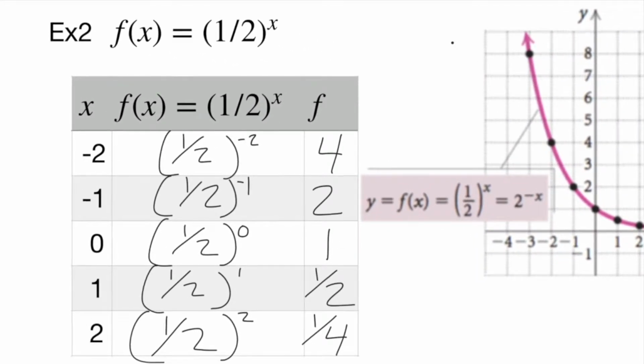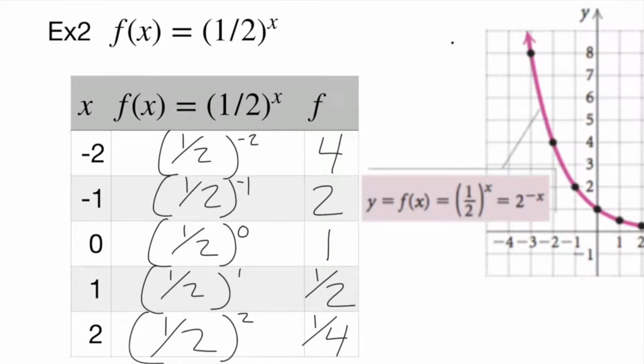Now what happens if you have a fraction? If 2 is the input, then that means you want 2 to be the exponent. 1/2 squared is 1/4. 1/2 to the 1 is 1/2. 1/2 to the 0, just like anything else, is going to be 1. Anything to the 0 is 1, just as long as it's a positive number.